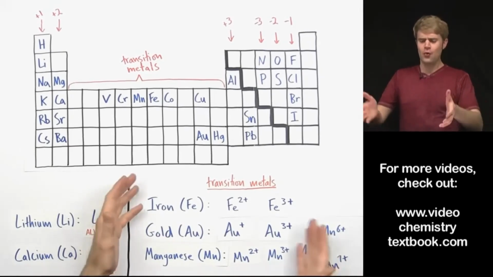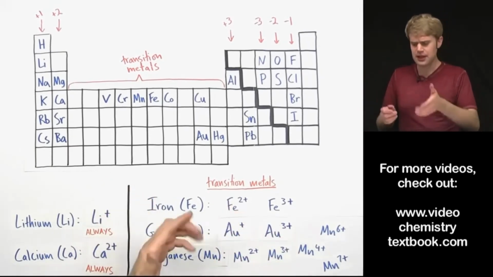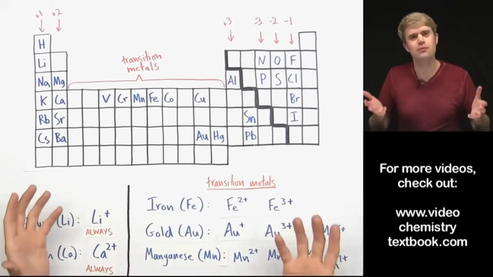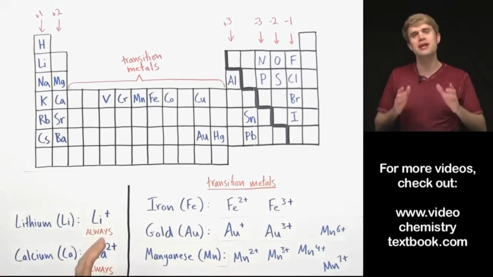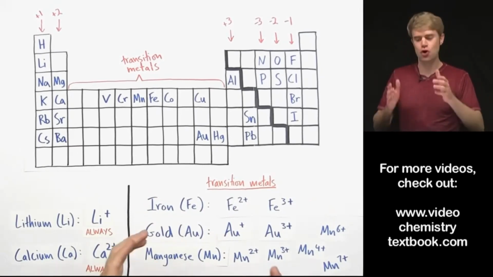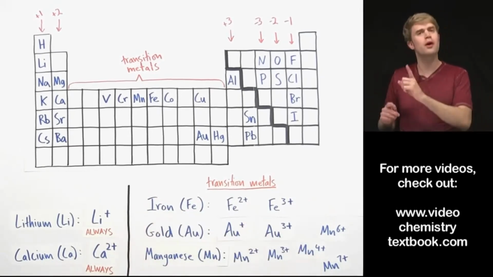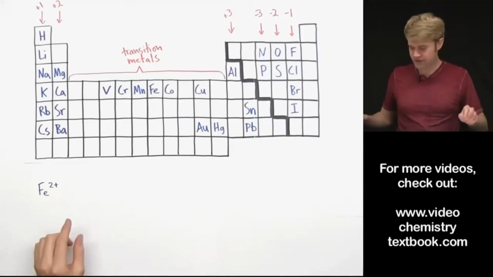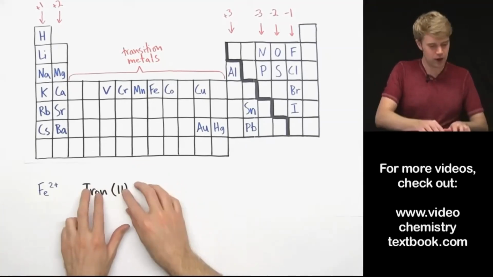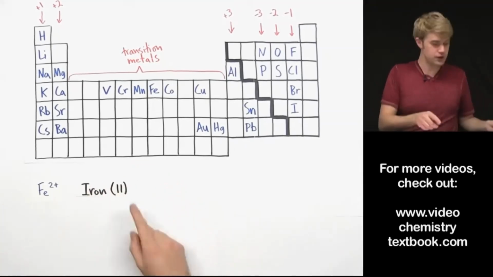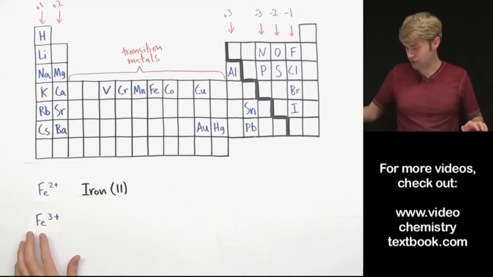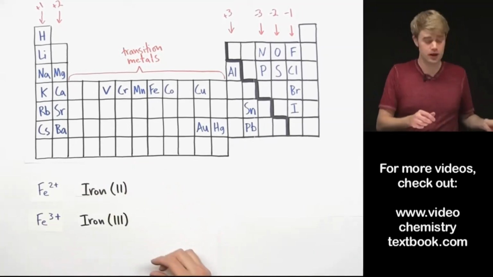So, when we have these elements that can make different types of ions, how do we tell them apart? Well, we have to use a naming system that uses Roman numerals. I'll show you what I mean. So using this Roman numeral notation, we call the Fe2+ ion iron(II), with a 2 in Roman numerals in parentheses. Fe3+ is iron(III).